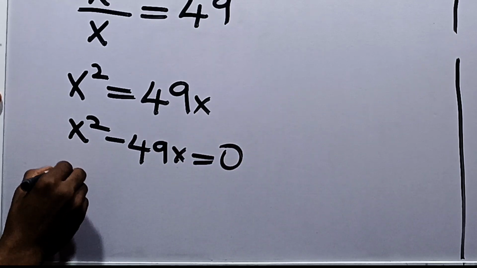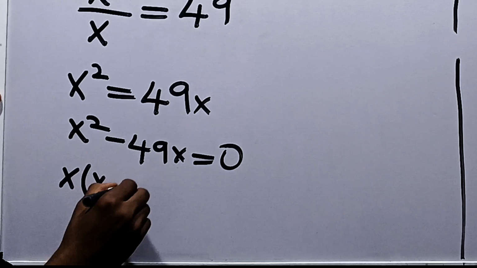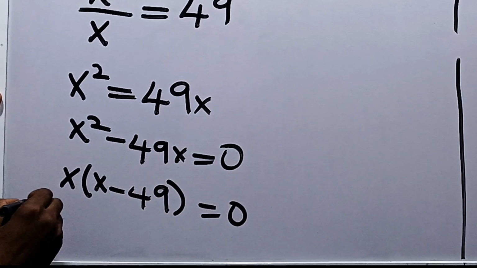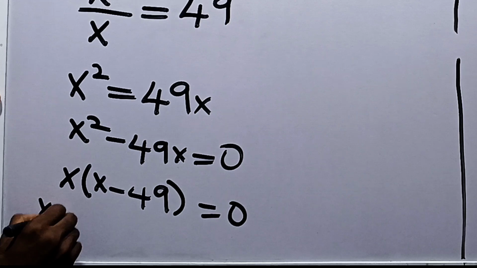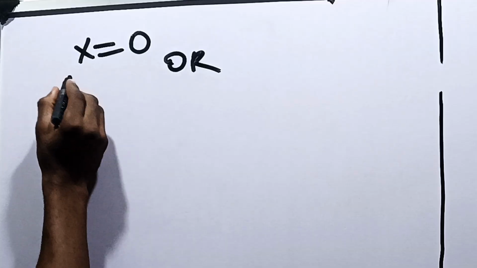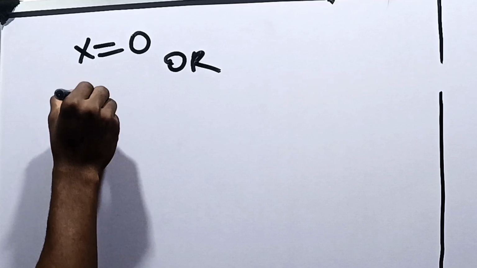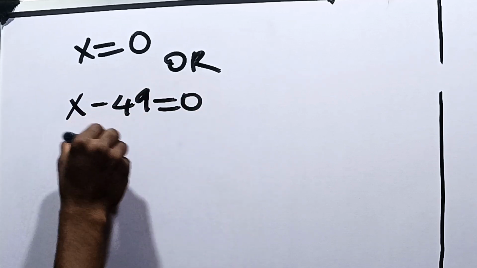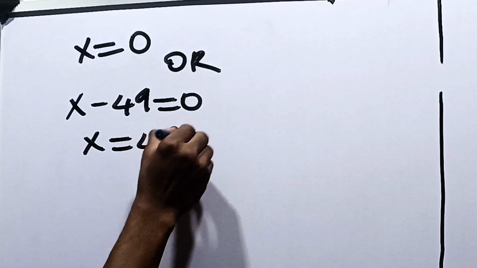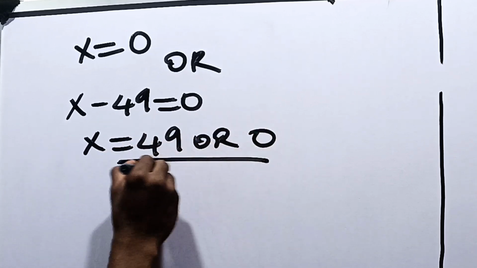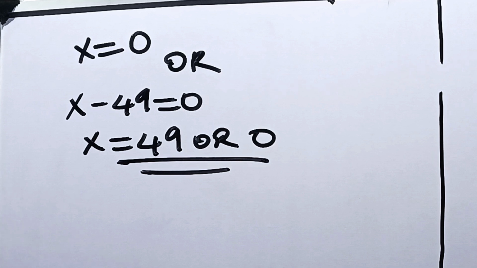From here we have x into x minus 49 is equal to 0. So it's either that x is equal to 0 or x minus 49 is equal to 0, okay? Hence x is equal to 49 or 0. So this becomes the final answer of x in this question.